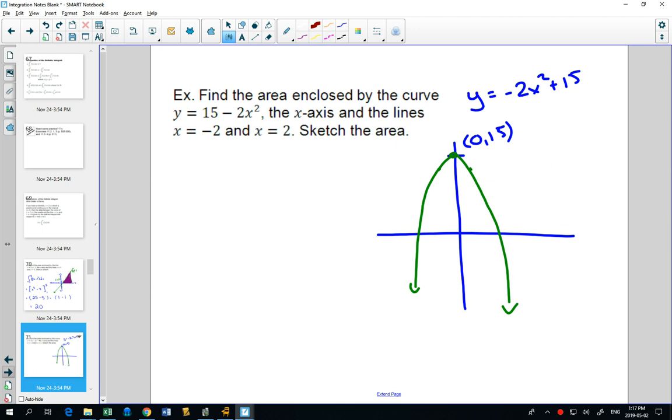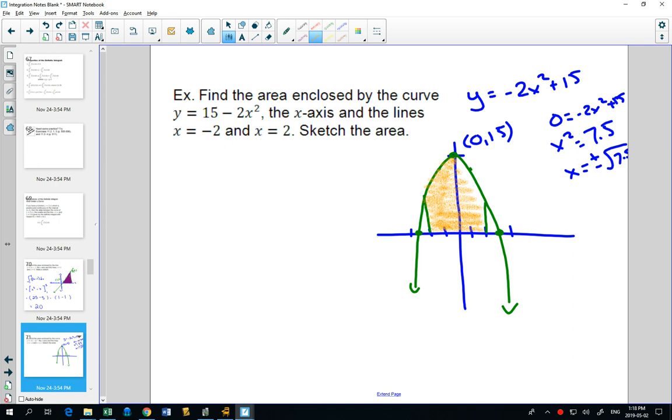I could also, if I would like to, label my x-intercepts. How do I find an x-intercept? Set y equal to 0. Plus or minus the square root of 7.5. Which, if you were to estimate that, would be somewhere between 2 and 3. The reason I wanted to find that is because we want to find this area underneath the curve between negative 2 and 2.